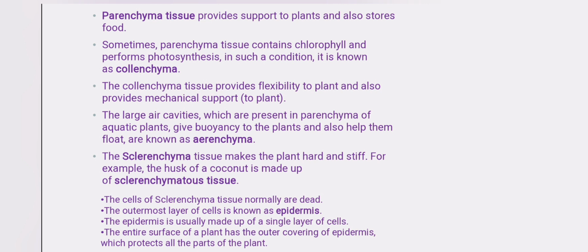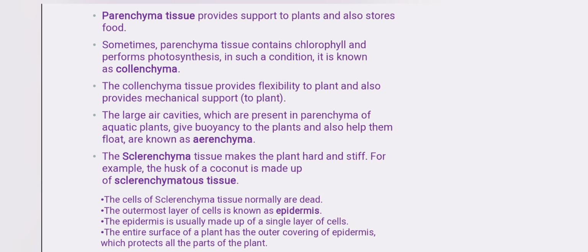Then next, the sclerenchyma tissue makes the plant hard and stiff. For example, the husk of a coconut is made up of this sclerenchymatous tissue, and the cells of this tissue are normally dead.